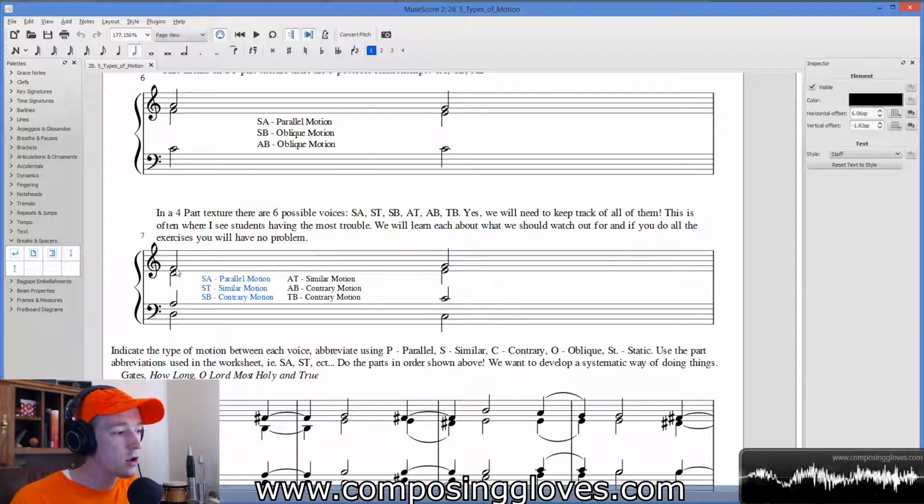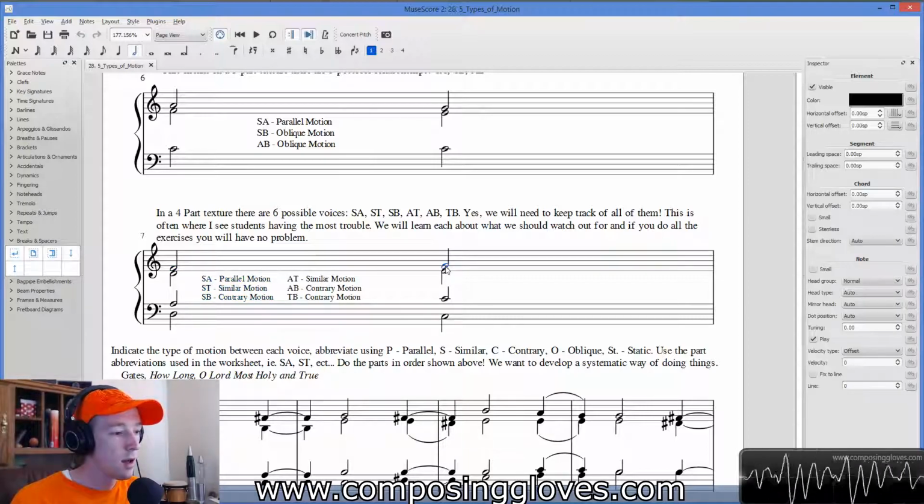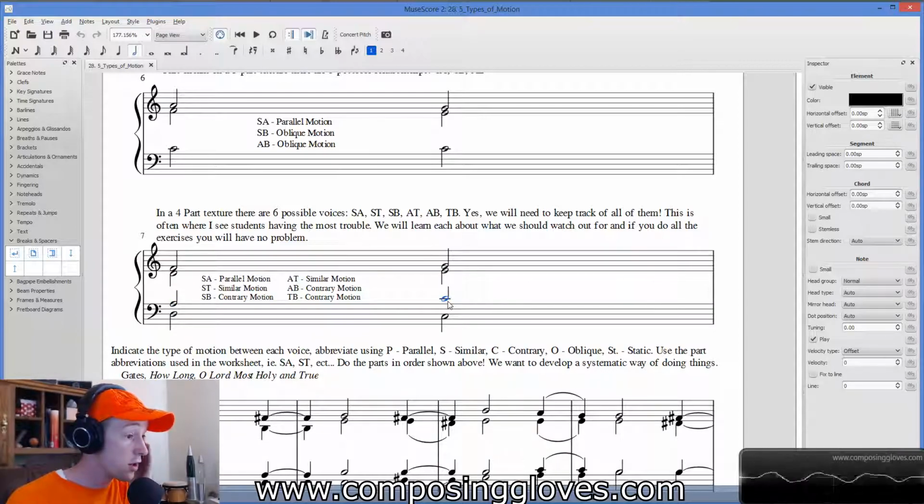So here's parallel motion. The soprano is going up, and the alto is also going up. We notice they go up by the same amount, so we call it parallel motion. If we look at the soprano and the tenor, the soprano goes up and the tenor goes up, but by different amounts. This goes up by a second, this one goes up by a third, so we call it similar motion. If we look at soprano and bass, soprano is going up, bass is going down, so that's contrary motion, and so on and so forth.